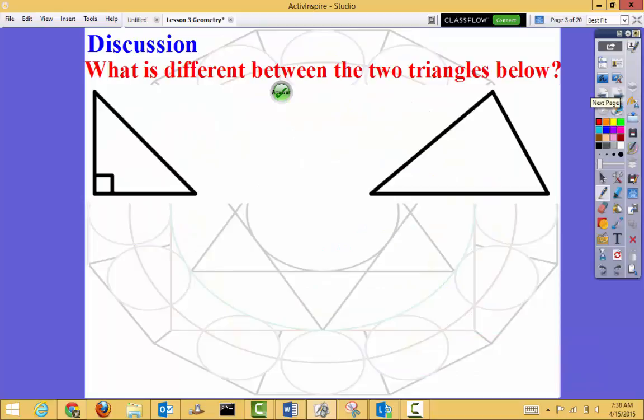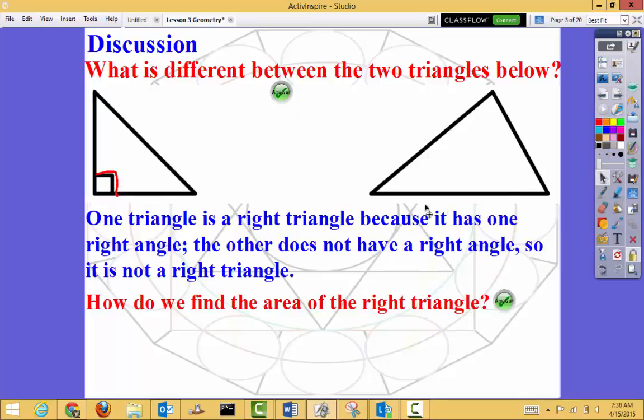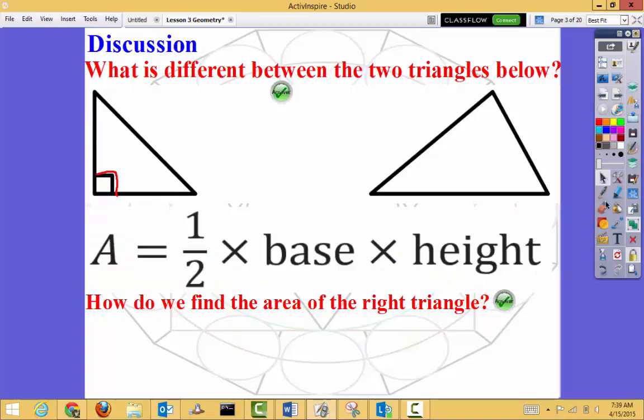Okay, let's look at these two triangles. What is different between the two triangles below? Well, hopefully the very first thing you see is this triangle has that right angle. Well, this triangle doesn't have any right angles. How do we find the area of a right triangle? How do we find the area of this guy? Well, that's from yesterday's lesson. Remember, it is 1/2 base times height.